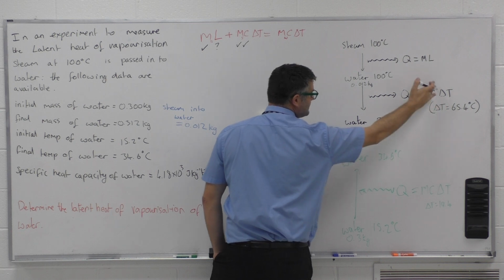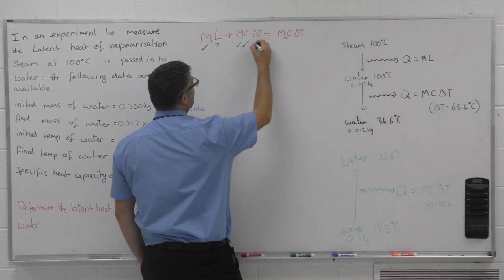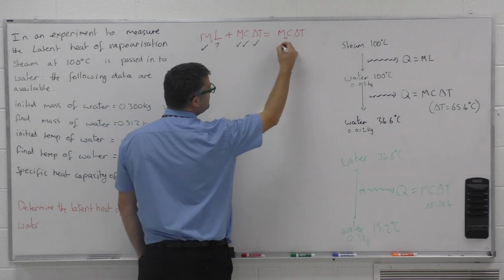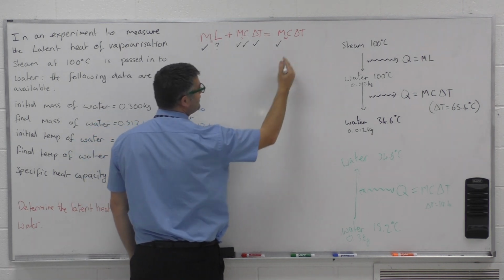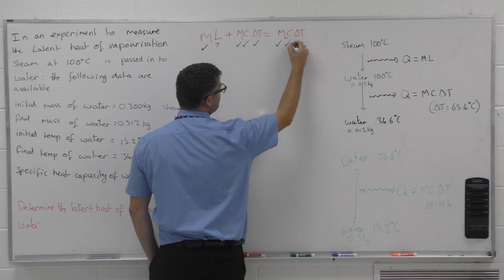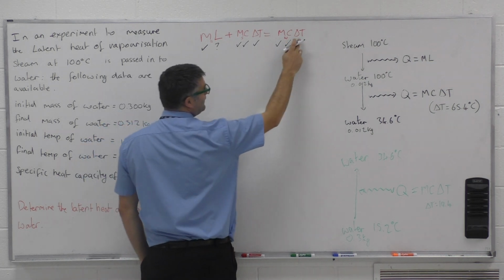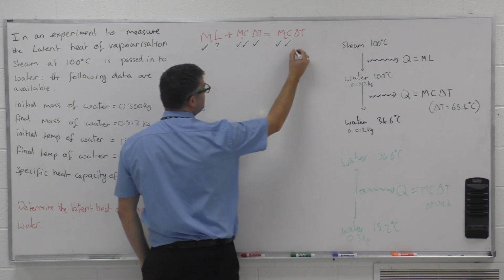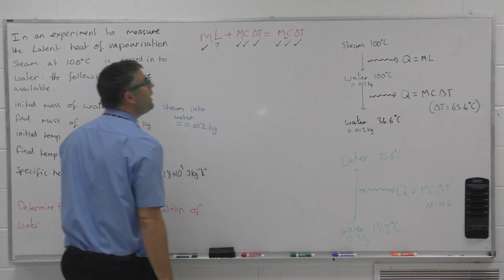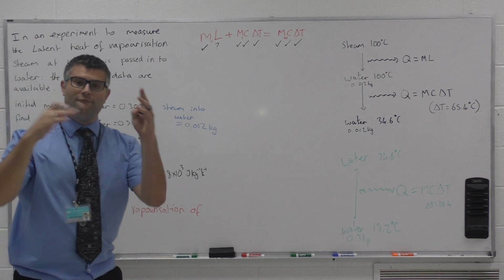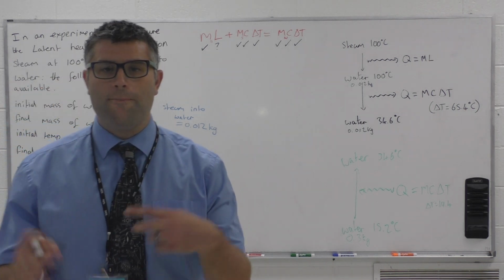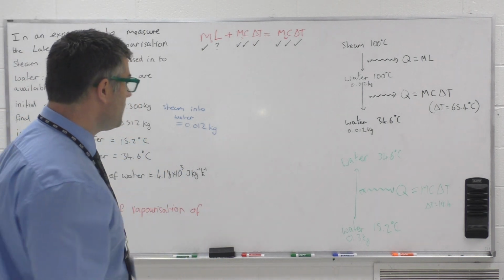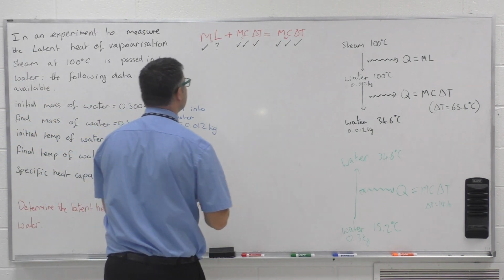Delta T, 65.4 degrees, the change in temperature of the water. Yeah, we know that too. Mass of the water, yes, we know that. Specific heat capacity of water, yes, we do. And finally, delta T for this change here. Yes, we do, 19.4. So look at that, we actually know everything we need to know to get my final answer. So let's put it together properly.